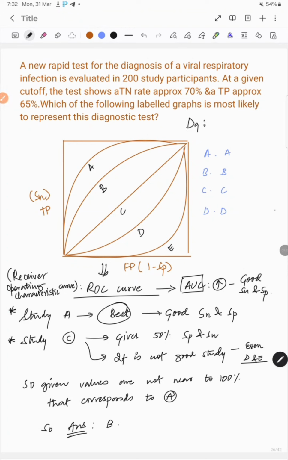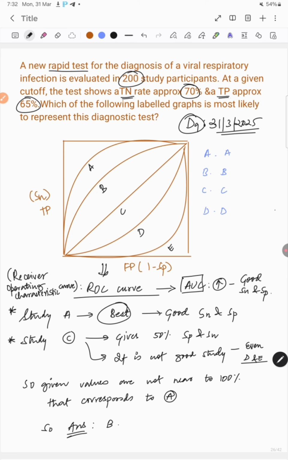Today we are going to discuss the day 9 MCQ, that is 31st March 2025. So what does it say? There is a rapid study done for diagnosis of some viral infection, involving 200 people. At the given cutoff, the test shows true negative as 70% and true positive as 65%.